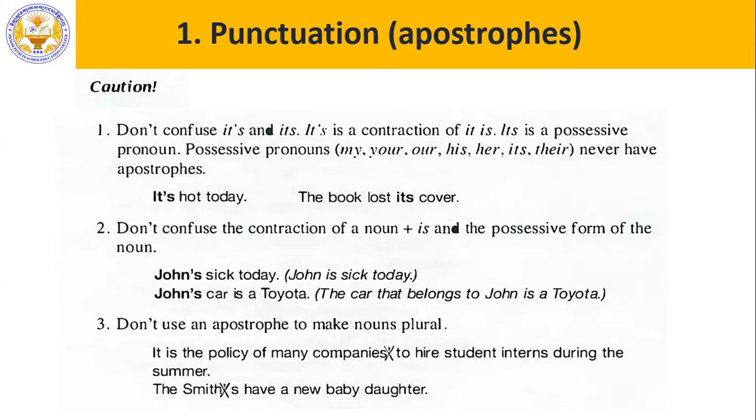Be careful when we use apostrophe. Don't confuse it's and its. It apostrophe s is the contraction of it is, and its without apostrophe is a possessive pronoun. Possessive pronouns we have are like my, your, our, his, her, its, their. It's hot today. The book lost its cover, you see.